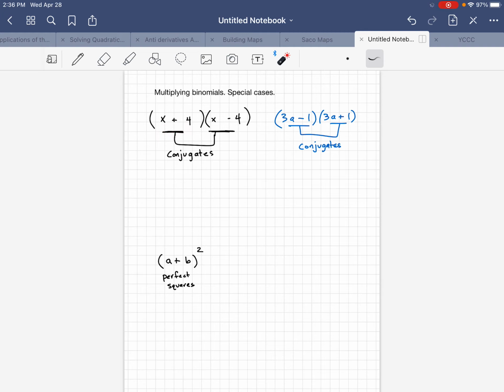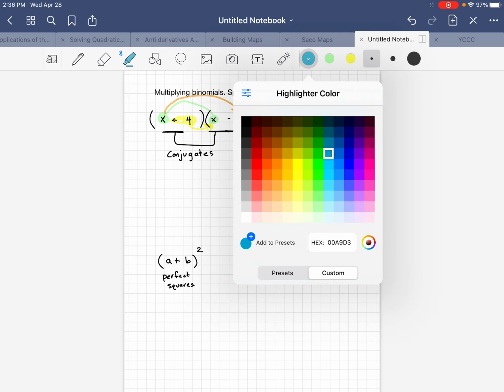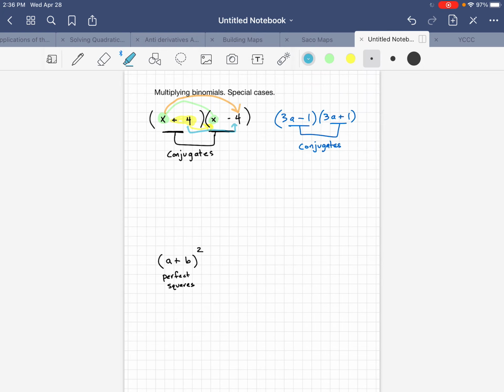Now, if you truly understand the process of doing this, we're going to have four multiplications to do. We're going to have the x times the x. We're going to have the x times the negative 4. We're going to have the positive 4 times the x. And then the 4 times the negative 4.